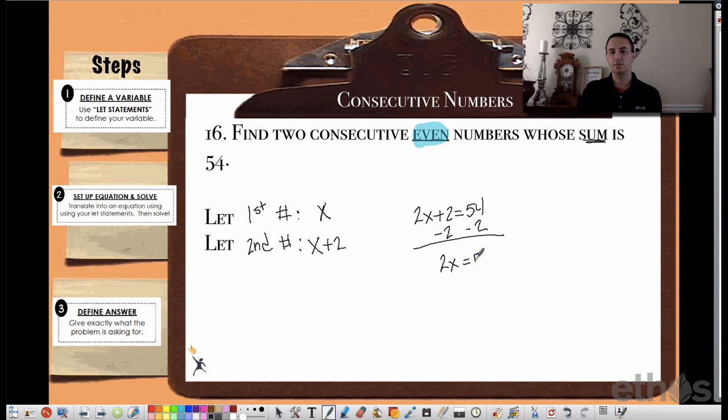2x is equal to 52. And that means I divide everything by 2. I get x is equal to 26. So my first number is 26. What's 26 plus 2? That's 28. And those are our numbers, our first number and our second number.